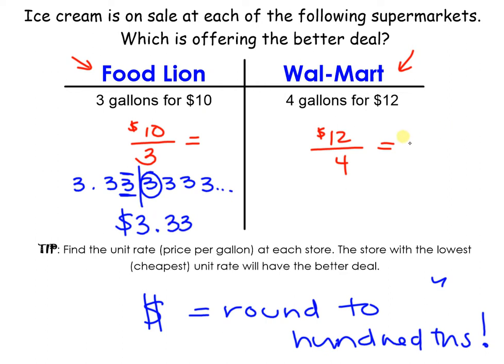$3.33. The cost at Walmart for 1 gallon, if we divide that, is an even $3. So ask yourself, yes, I'm going to be spending $2 more at Walmart, but I'm getting 4 gallons of ice cream, and each one is going to cost $3. So the better deal is at Walmart. 4 gallons for $12.